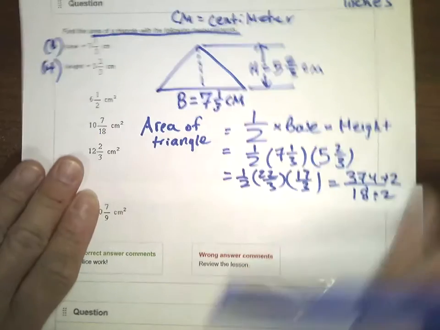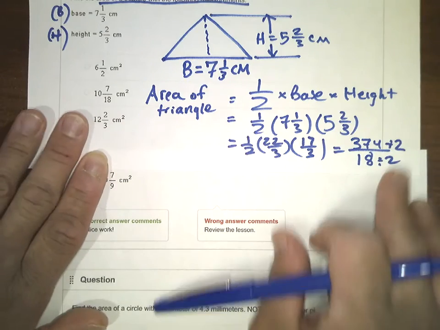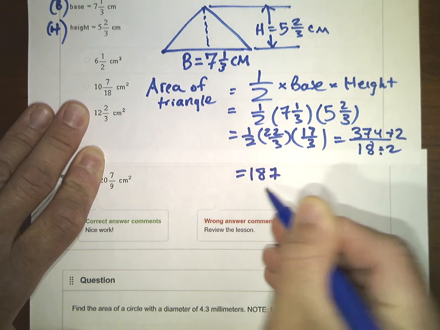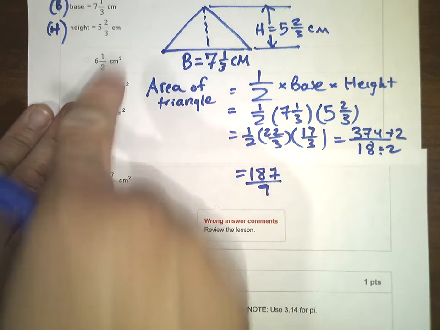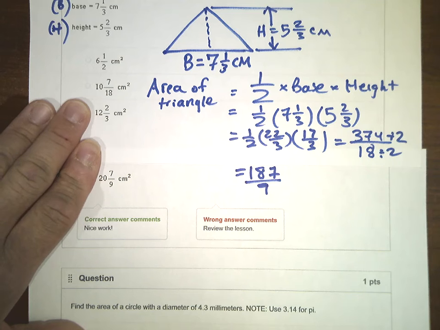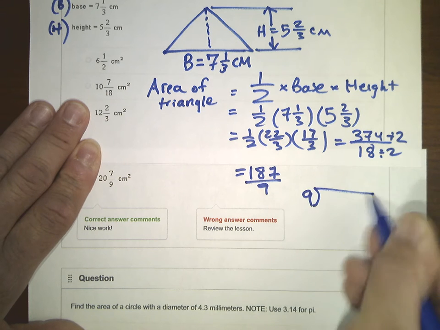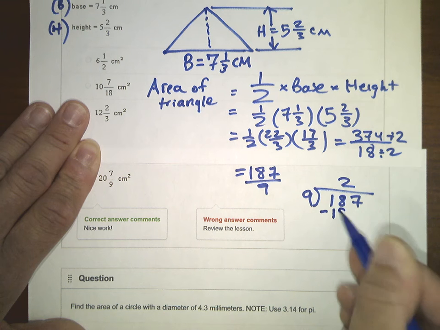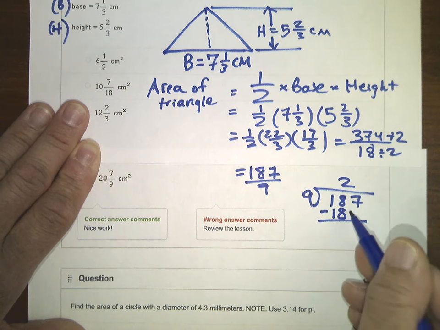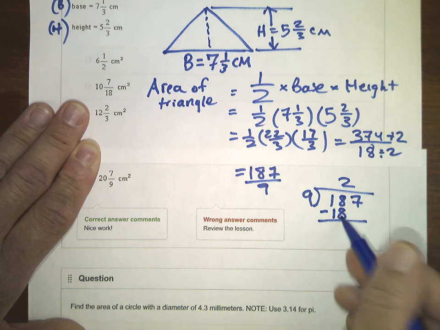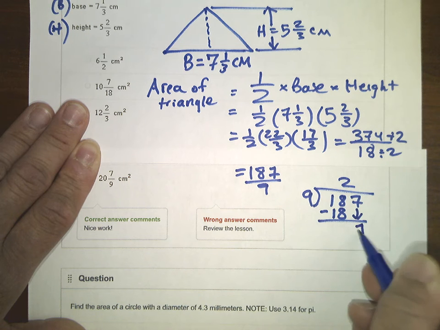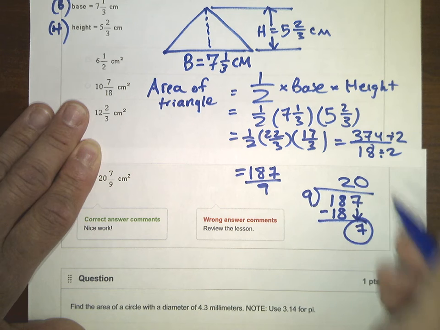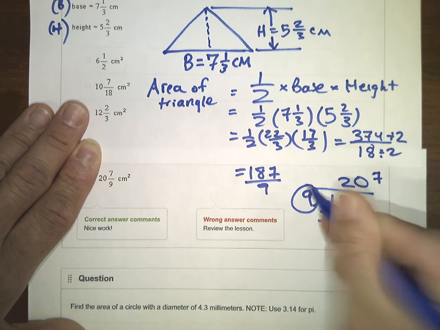So that will be, well, 374 divided by 2 is 187, and 18 divided by 2 is 9, but you see the answers are all as mixed numbers, so 9 goes into 187. That will be 2 times 9 is 18. So 18 minus 18, 0. Bring down the 7. 9 goes into 7, 0 times. So we see that there's a remainder of 7. So it's 7 out of 9.